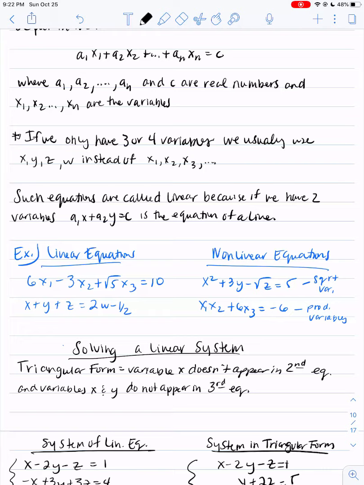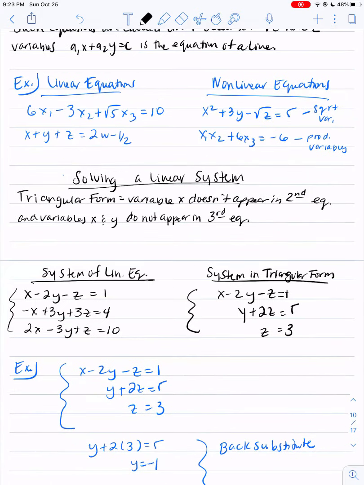Nonlinear equations are like x squared plus 3y minus square root z equals 5. I have a variable under the square root, so this isn't a linear equation, and I also have an x squared. Then x1 x2 plus 6x3 equals negative 6 is also a nonlinear equation because I have a product of variables.